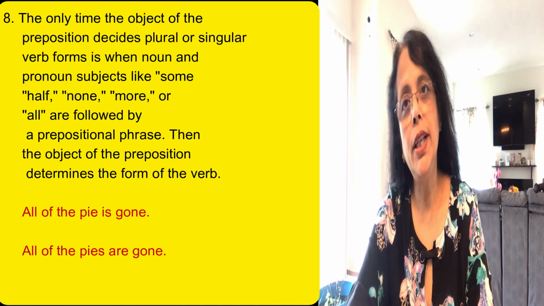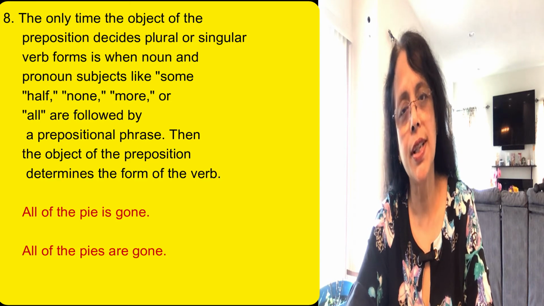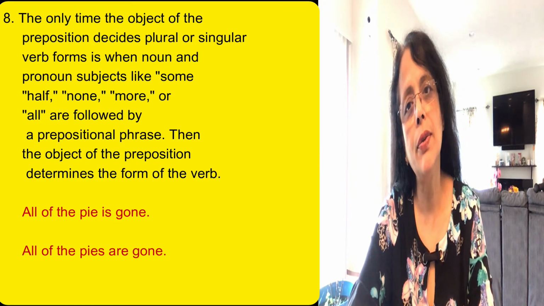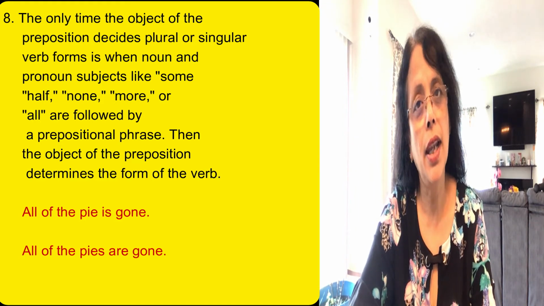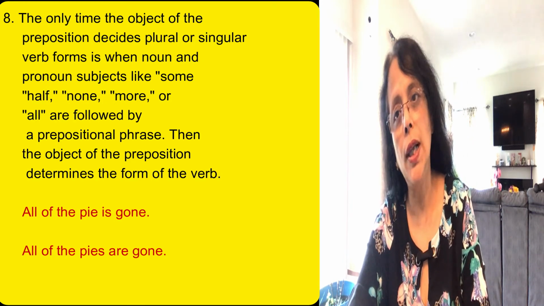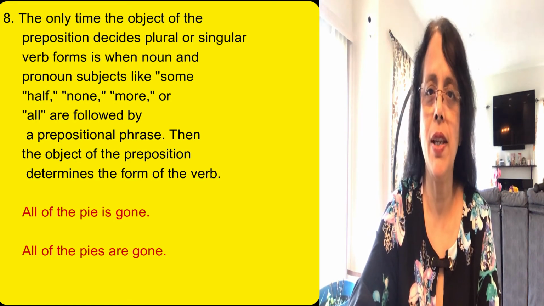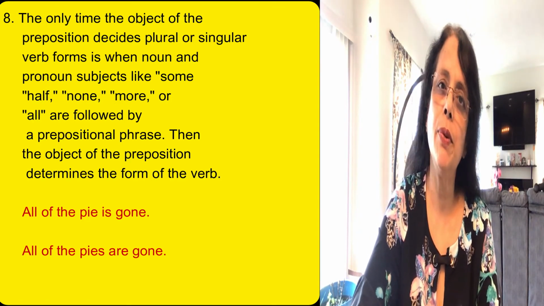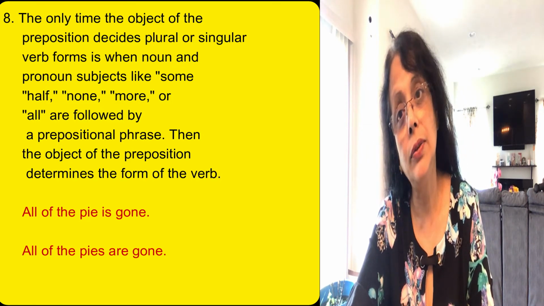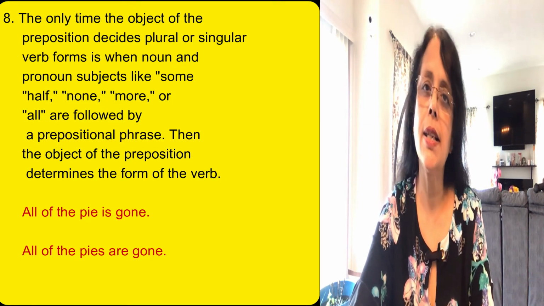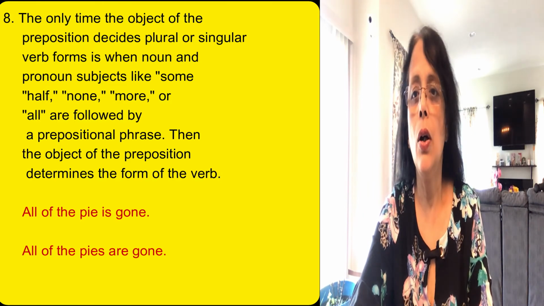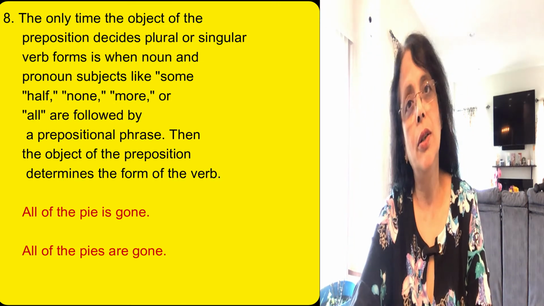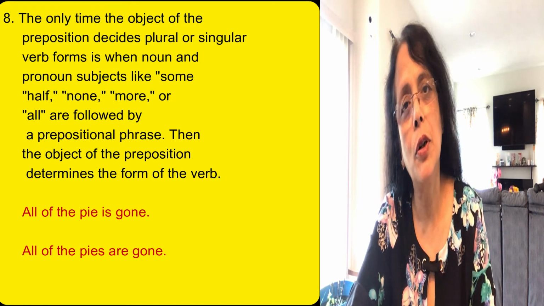Eighth one. The only time the object of the preposition decides plural or singular verb is when noun and pronoun subjects like some, half, none, more, or all are followed by a prepositional phrase. Then the object of the preposition determines the form of the verb.